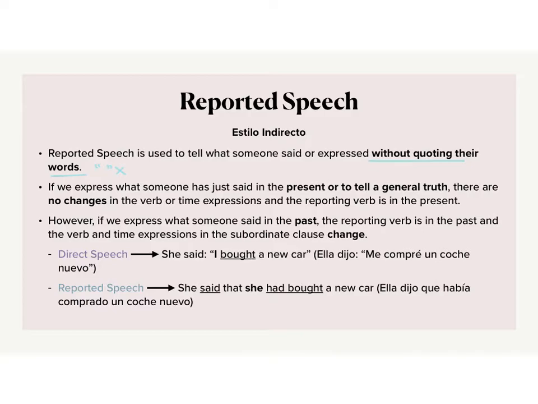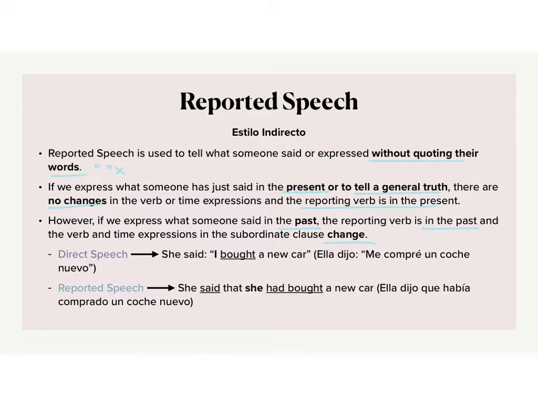If we express what someone said in the present or we tell a general truth, there are no changes in the verb and the reporting verb is in the present. However, the most common way of expressing what someone said is in the past. So the reporting verb needs to be in the past and the verb in the subordinate clause and the time expressions change. It's as if they moved a step backwards into the past.